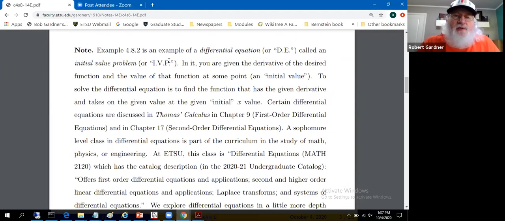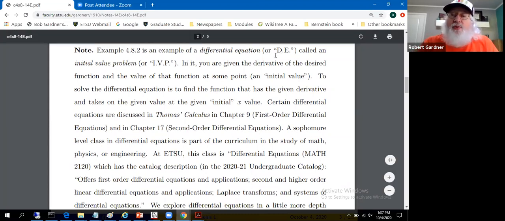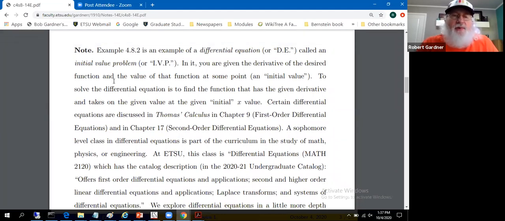This example we just looked at is an example of a differential equation, usually abbreviated DE for differential equation. It's a specific type called an initial value problem. And the differential equations folks, they like their acronyms, and they often abbreviate initial value problem, IVP. There's boundary value problems, BVPs, and other settings as well.